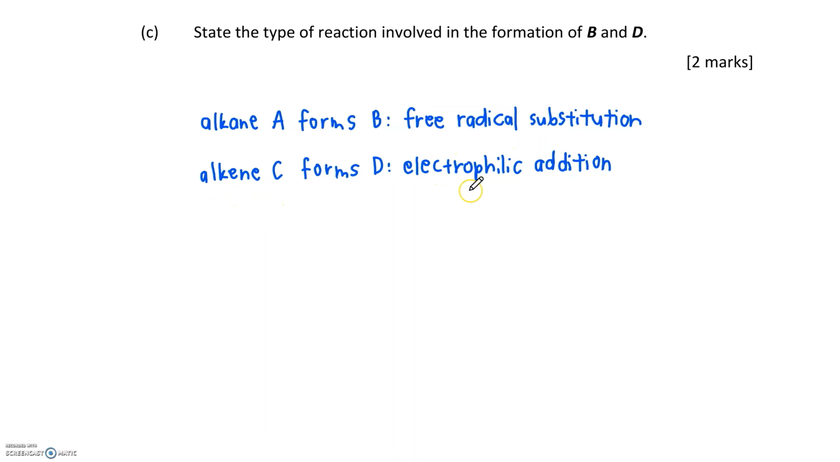Alkene has a carbon-carbon double bond, a nucleophilic site. A carbon-carbon double bond is an unsaturated compound. It undergoes addition. Because it is a nucleophilic site, it will react with an electrophile. Therefore, it undergoes electrophilic addition reaction.